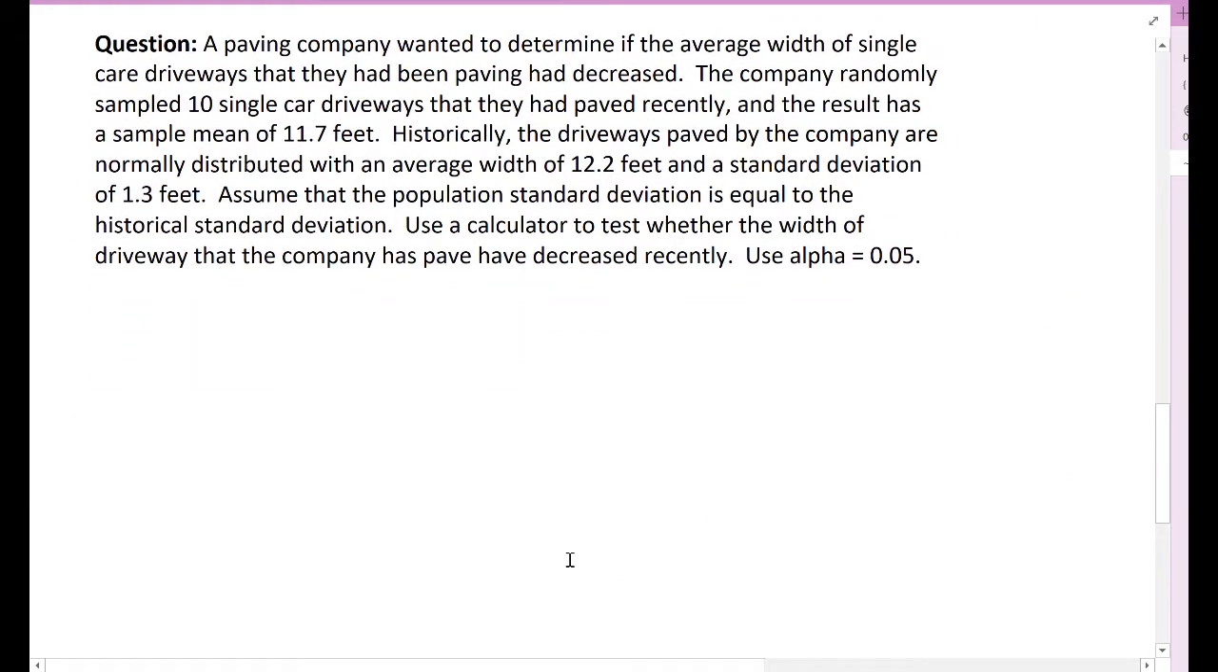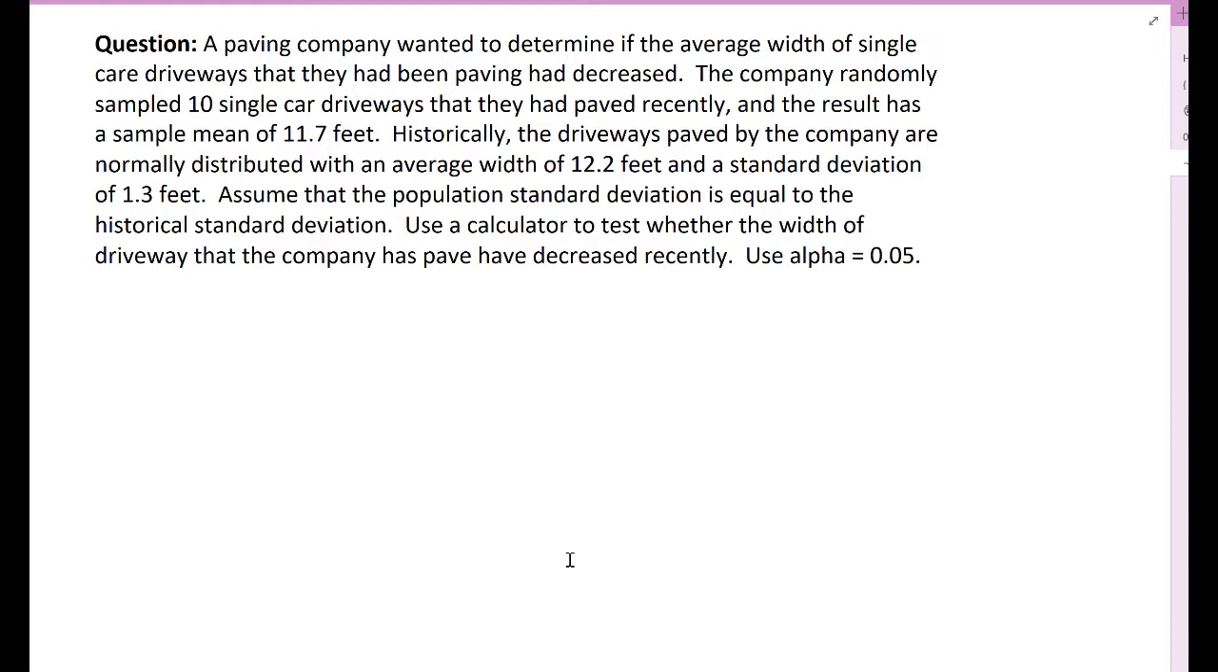A paving company wanted to determine if the average width of single car driveways that they had been paving had decreased. They're trying to test if something decreased. The company randomly sampled 10 single car driveways that they had paved recently, and the result gave them a sample mean of 11.7 feet. Historically, the driveways paved by the company are normally distributed with an average width of 12.2 feet and a standard deviation of 1.3 feet.